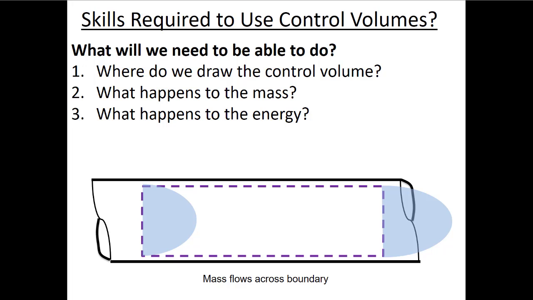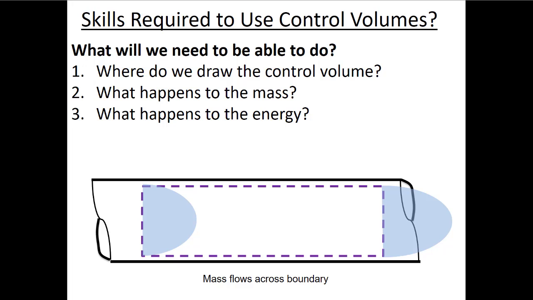So we've kind of had this framework for how we approach open system problems. I'm going to tell you that there are basically three big questions that you want to be able to answer when you do these open problems. The first is you have to know where your system is. So you have to figure out how are you going to draw your control system? Where does your control system go? You need to figure out what happens to the mass, and that's why we've been learning about continuity or conservation of mass. And then finally, what we're going to talk about today is how do we account for the energy?